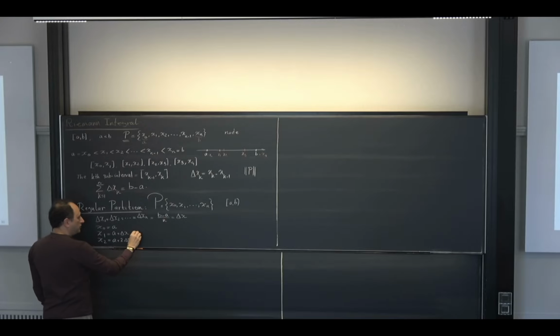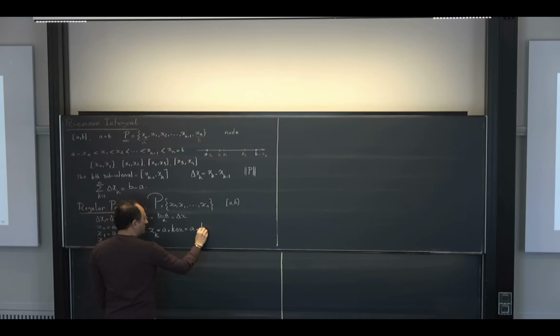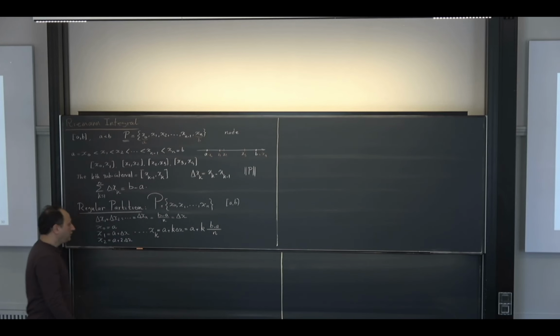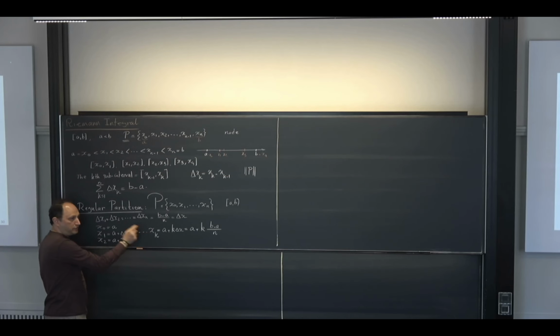And if I continue this list, if I ask you what is x sub k, it becomes a plus k times delta x. And instead of delta x, I can write this formula, so this becomes k times (b minus a) over n. So if I have a regular partition, I can have a formula for every node. But if I am not working with a regular partition, there is no generic formula for the nodes. It depends where you choose them.